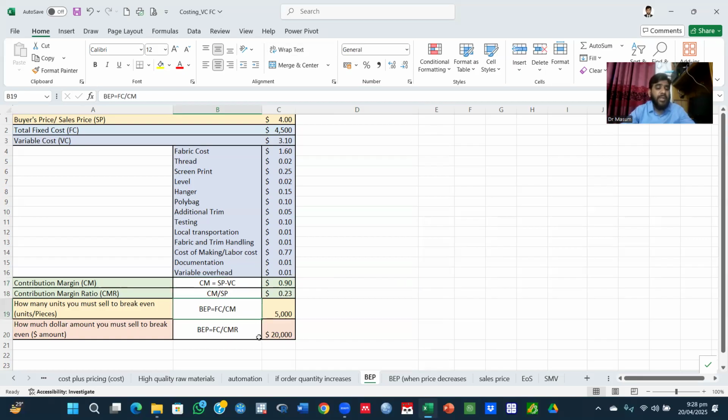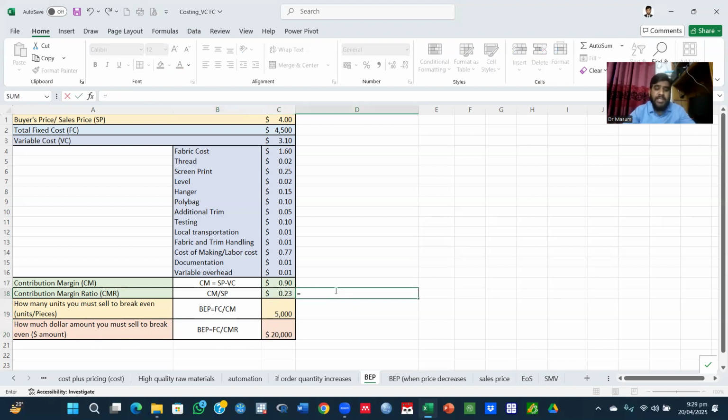You can also calculate break-even point in dollars other than number of units. How can you calculate how much dollar amount you must sell to break even? In that case, you have to calculate contribution margin ratio. How to calculate contribution margin ratio? Contribution margin, 0.90, divided by sales price is the contribution margin ratio. So here your contribution margin ratio is 0.225 or 0.23.